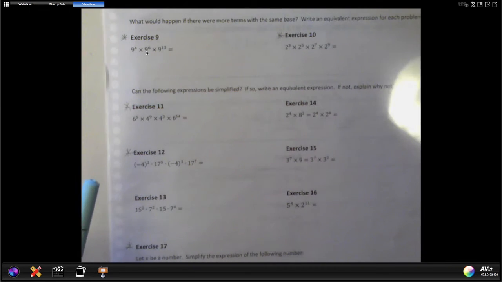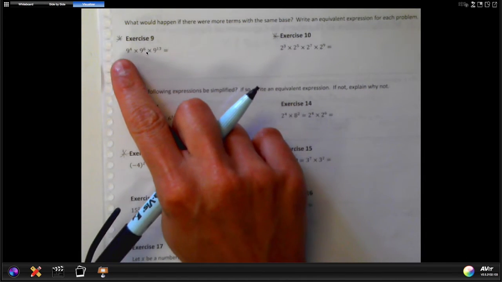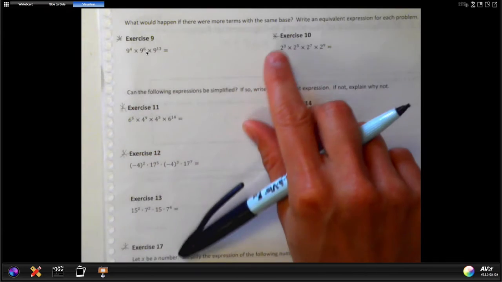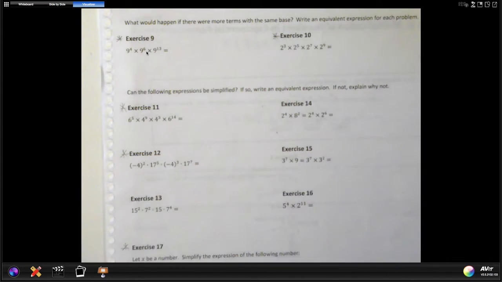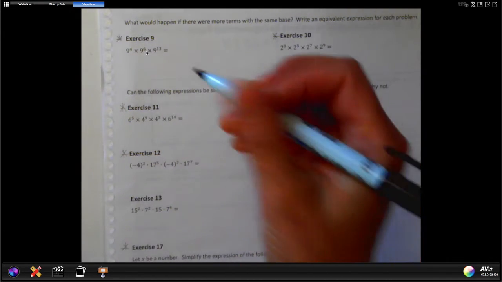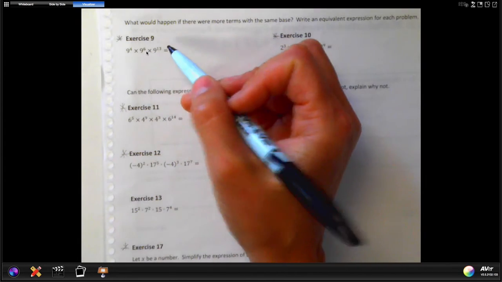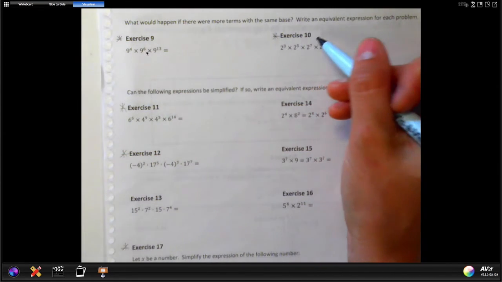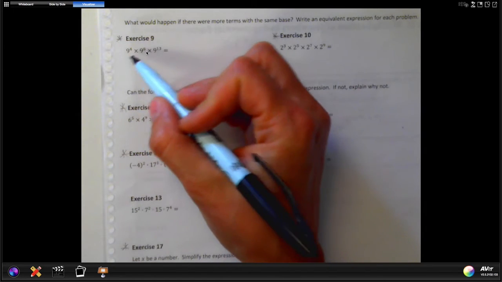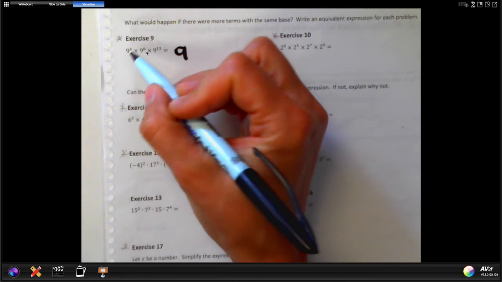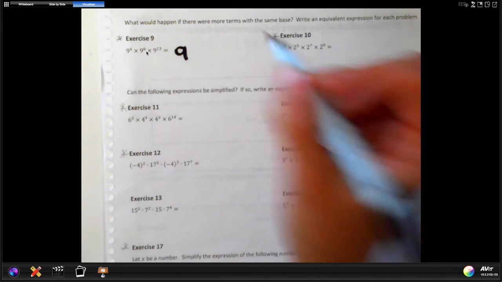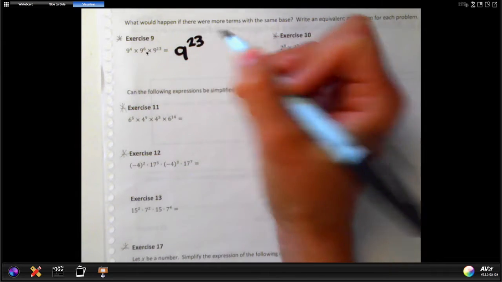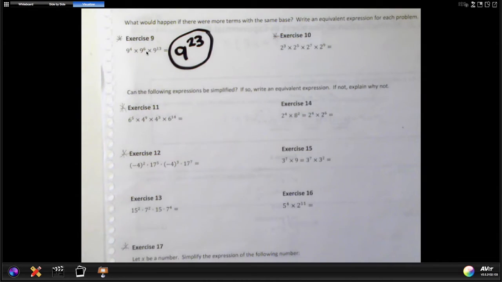Okay, so exercise 9 is very close to what we were just talking about, except now you have 3 base 9s. In exercise 10, you have 4 base 2. You're going to do the same thing here, except you're going to add 3 sets of exponents instead of 2, or 4 sets of exponents instead of 2. So this one, for example, you're going to keep the 9 as the base since they're all 9s, and you'll add 4 and 6 and 13 and find out that that's 23. And so this is what you end up with.